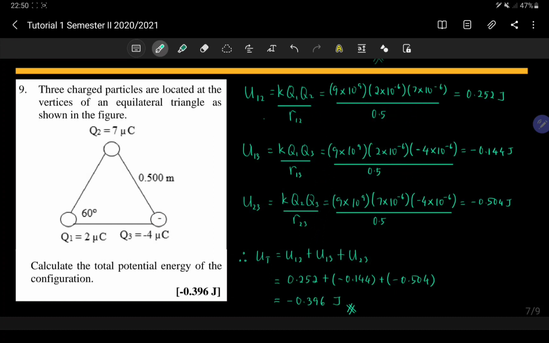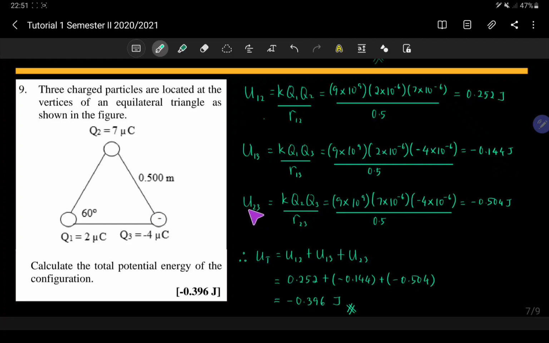Alright, so we just substitute all the values, which is k, Q1, Q2, also r12. r12, where is it here? Equals 0.5. How do we know? Equilateral triangle means the length of each side is the same, which is 0.5. Then again k, Q1 and Q3, also r13. r13 is still the same, 0.5. But remember, U is a scalar, so Q3 given is negative, so don't forget to put the negative sign here, so that you will get the potential energy in negative values.